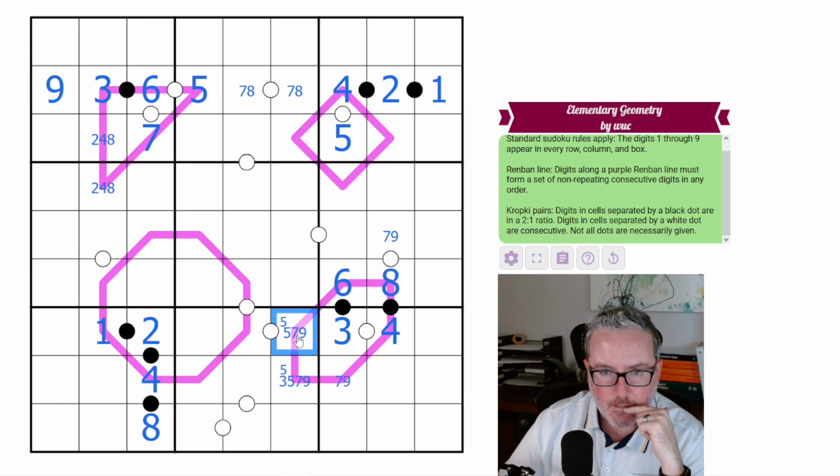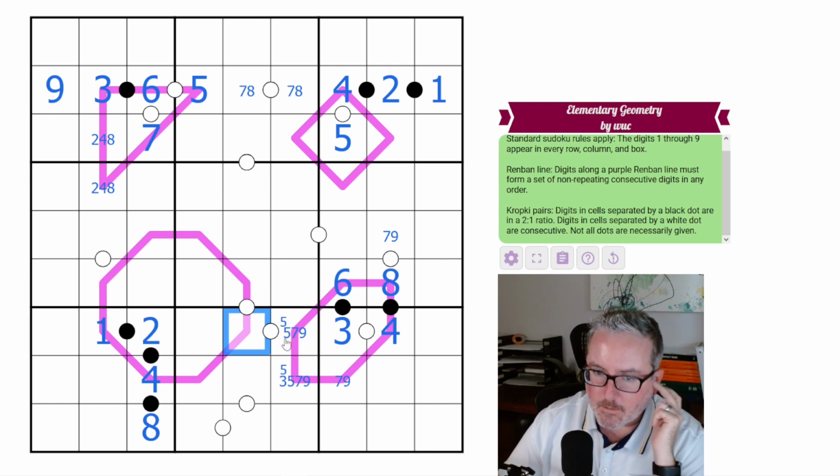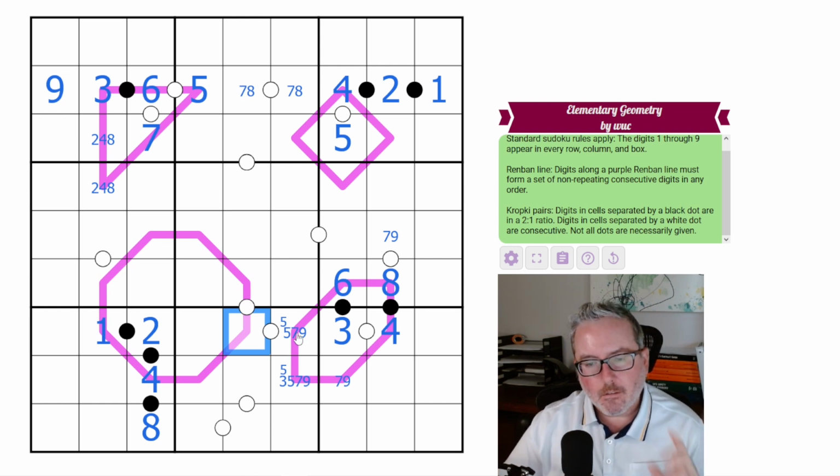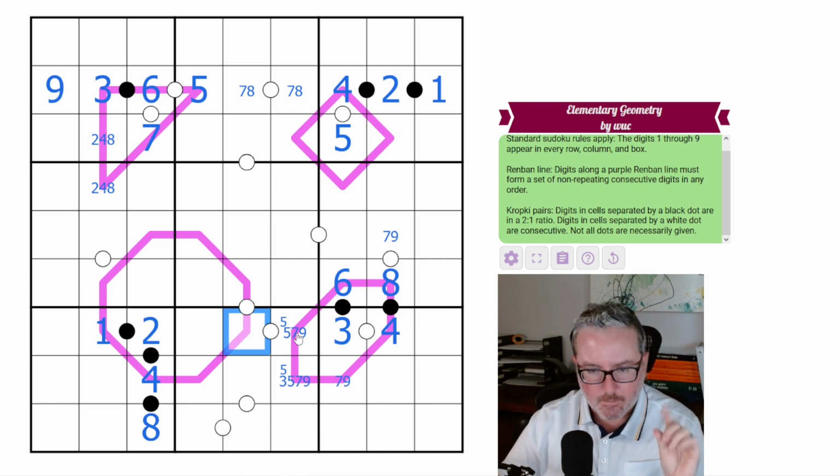Wait, this can't be a 9. Now that I'm looking up here, if this is 9, we said this is 8. No, it doesn't have to be. That's not true. And we don't have to continue. Well, we do have to continue because no, we don't. No, I'm going to keep flip-flopping until I get it right.